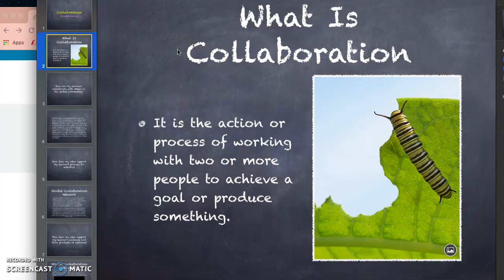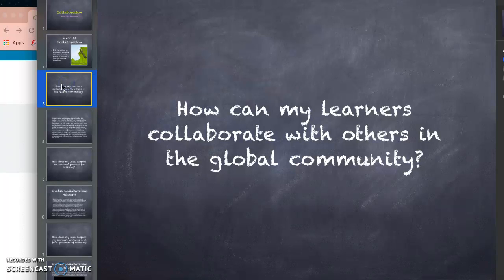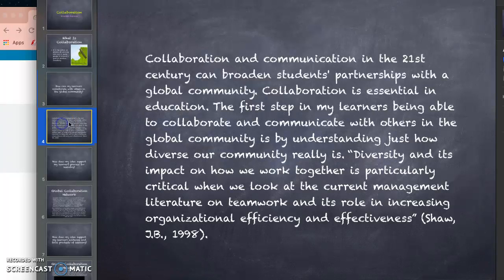Well, what is collaboration? It is the action or process of working with two or more people to achieve a goal or produce something. How can my learners collaborate with others in the global community? Collaboration and communication in the 21st century can broaden students' partnerships with a global community. Collaboration is essential in education.